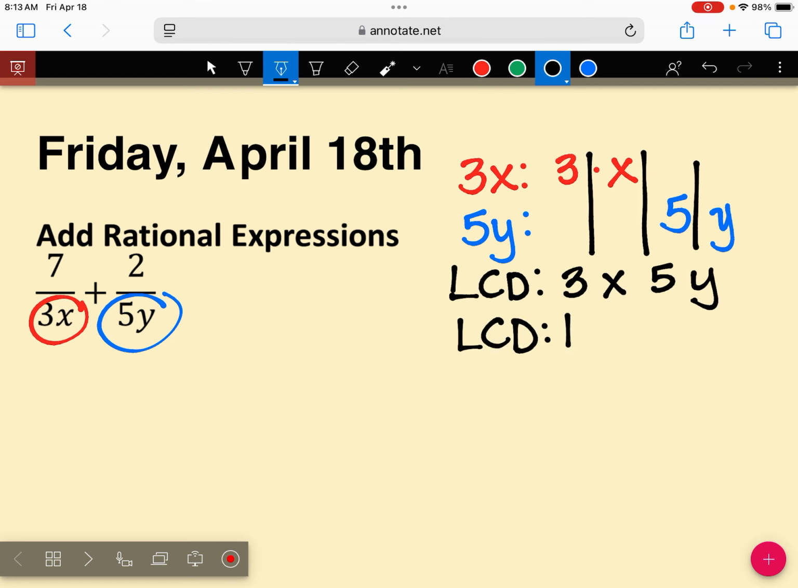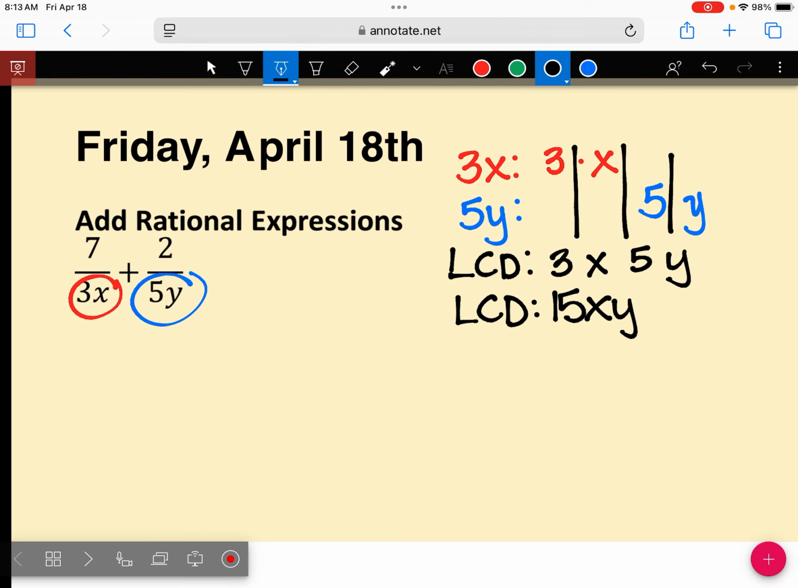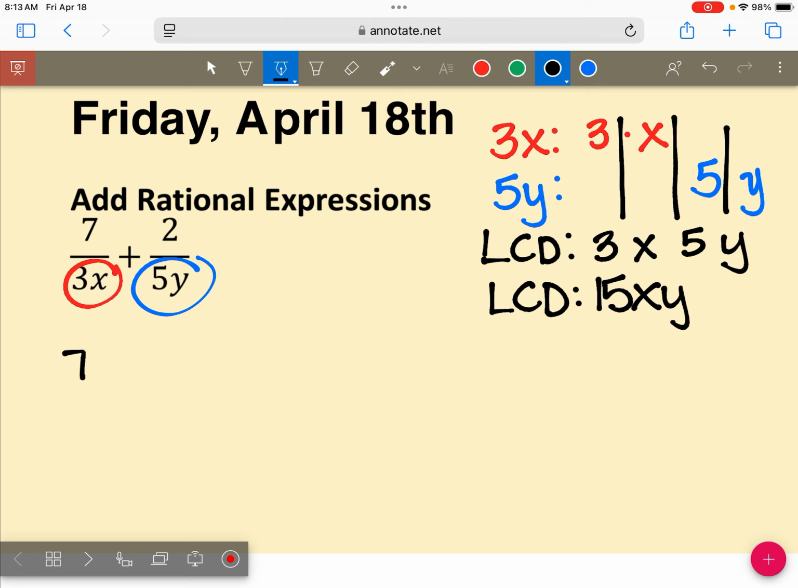3 times 5 is 15, and then xy. This is what my denominator has to be. My common denominator has to be 15xy. So we have 7 over 3x plus 2 over 5y.